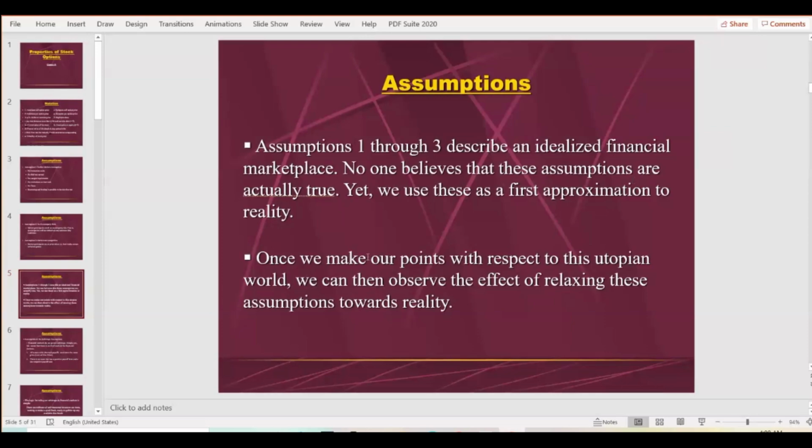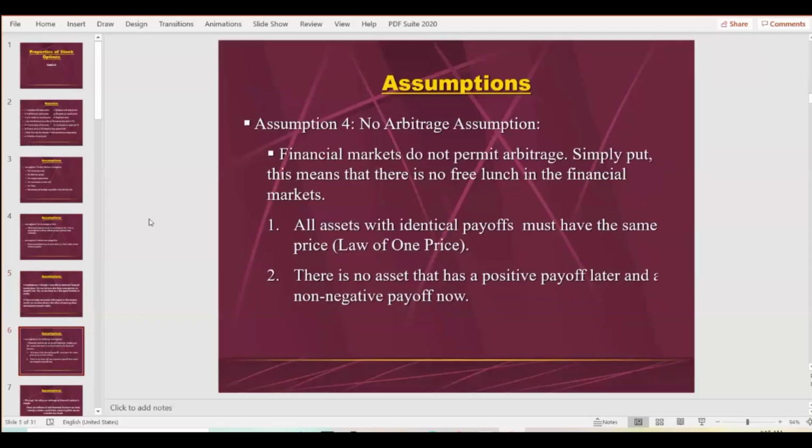So as I said, this is just to simplify things, and even while trying to simplify things, we will see that some of the properties are still gonna be slightly complicated. Now, the last assumption, which is one of the most important assumptions that we're gonna see, relates to the no arbitrage assumption. Now, to define arbitrage, this is a risk-free opportunity to generate a return.